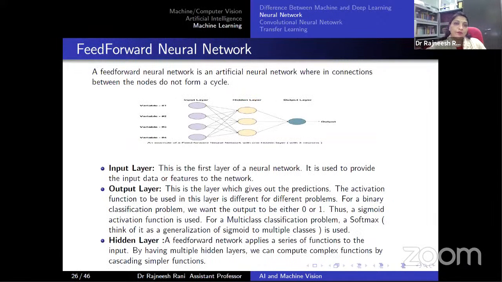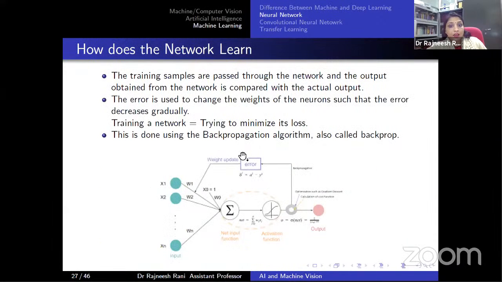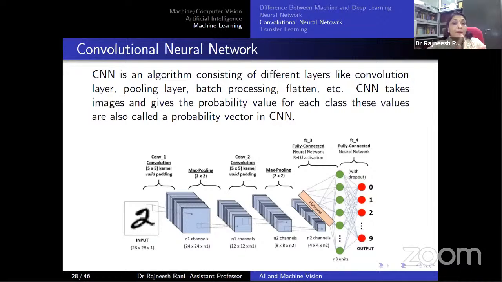Next is the feed forward neural network. Here we have done just one example, that is a simple neuron. If we say neural network, then a number of neurons will be there, with an input layer, hidden layer, and output layer. This is a simple feed forward neural network in which we have one input layer, one hidden layer, and one output layer. But in a convolutional neural network, we have a number of hidden layers, and the operations performed on the image are of type convolution. A convolutional neural network is an algorithm consisting of different layers like convolution layer, pooling layer, and batch processing.